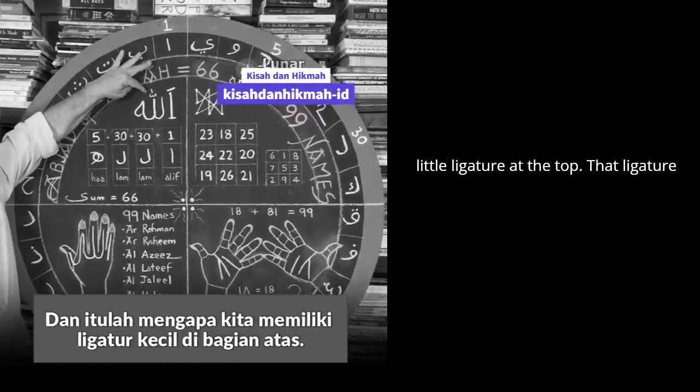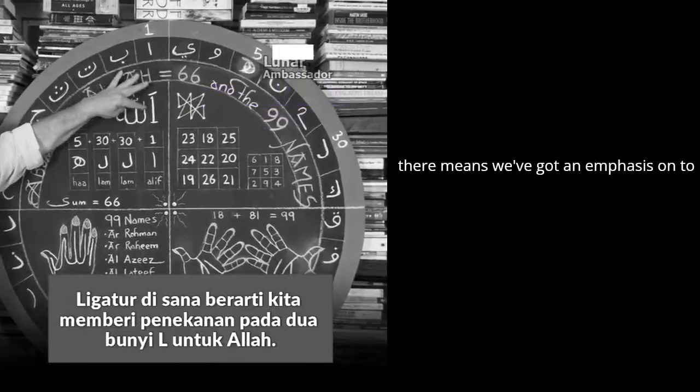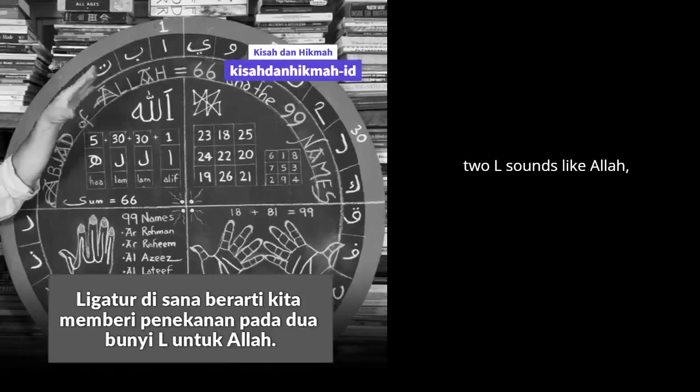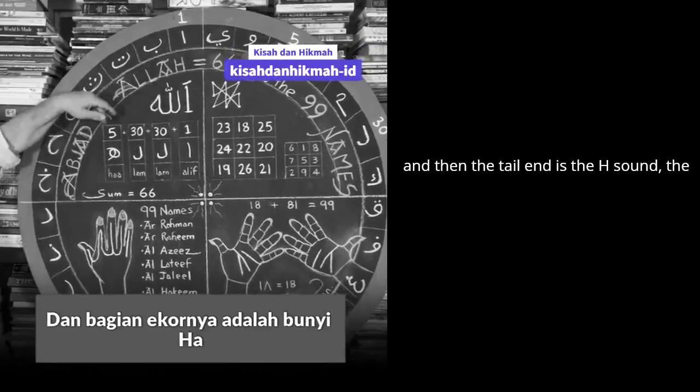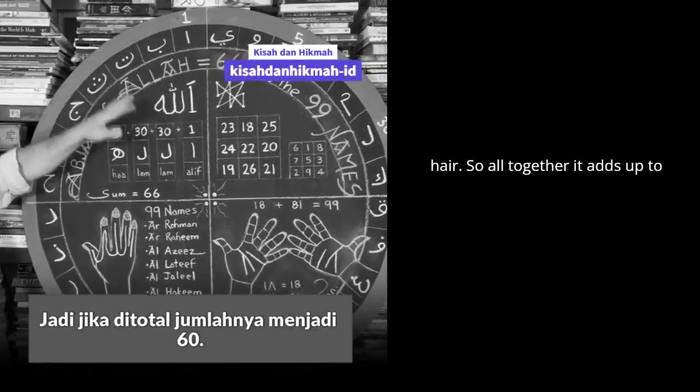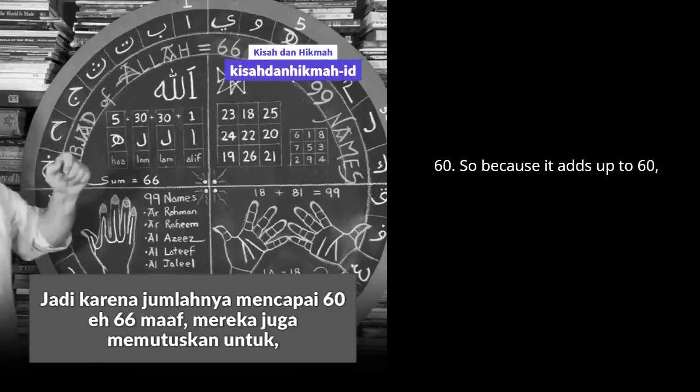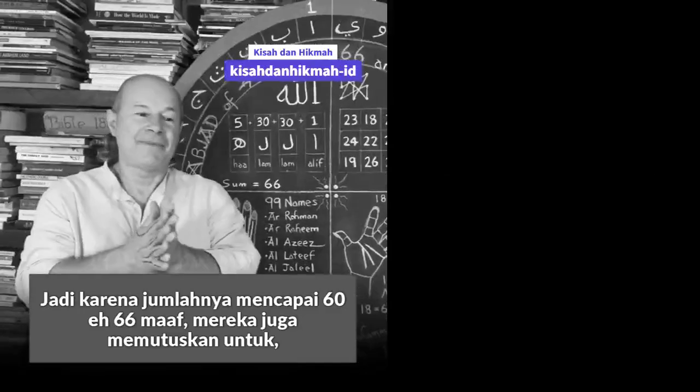And that's why we have this little ligature at the top. That ligature means we've got an emphasis on the 2 L sounds, the Allah. And then the tail end is the H sound, the Ha. So altogether it adds up to 66.